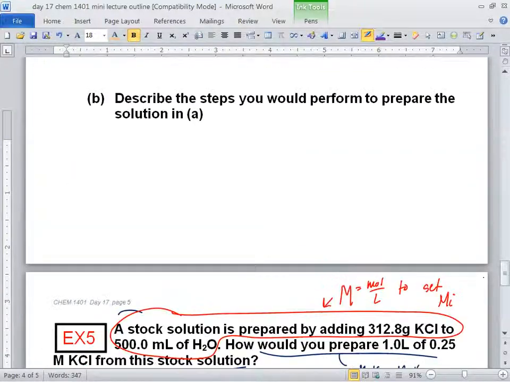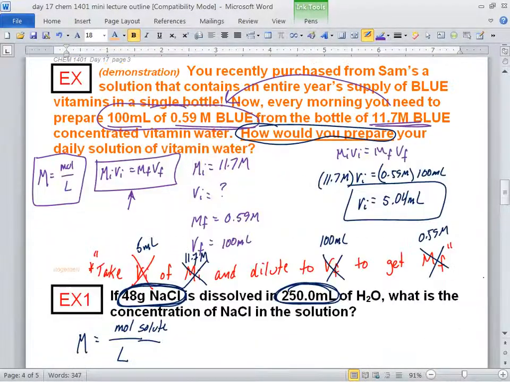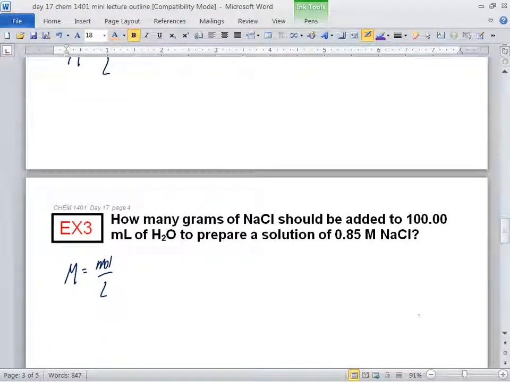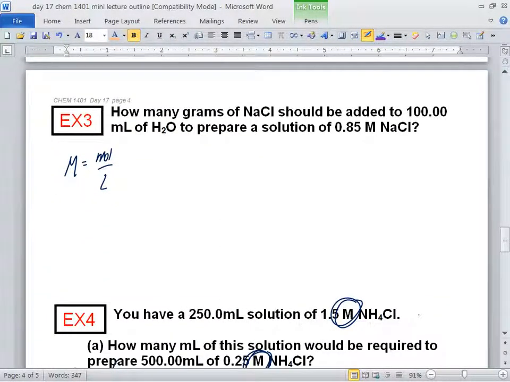All right. We haven't done an easy one. Let's just do an easy one, then we'll let you go. Because this is where people usually screw up, I think. Let's just do this one. Do EX3, then we'll call it a day. How many grams of sodium chloride should be added to 100 mils of water to prepare a solution of 0.85 molar sodium chloride?